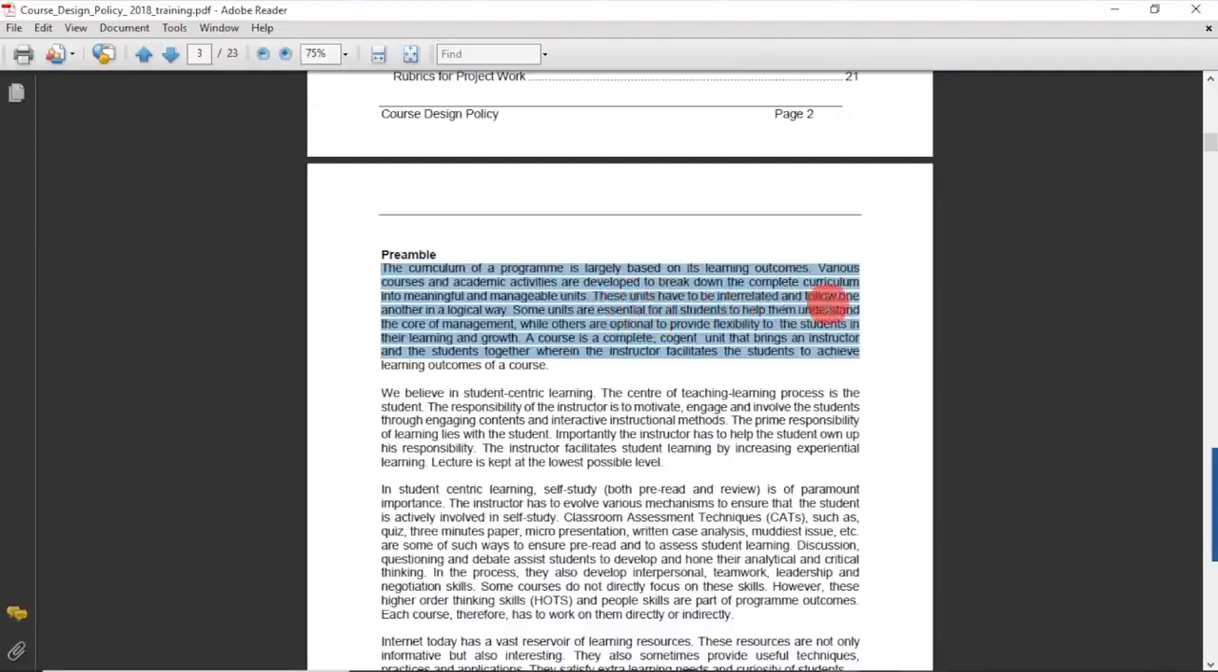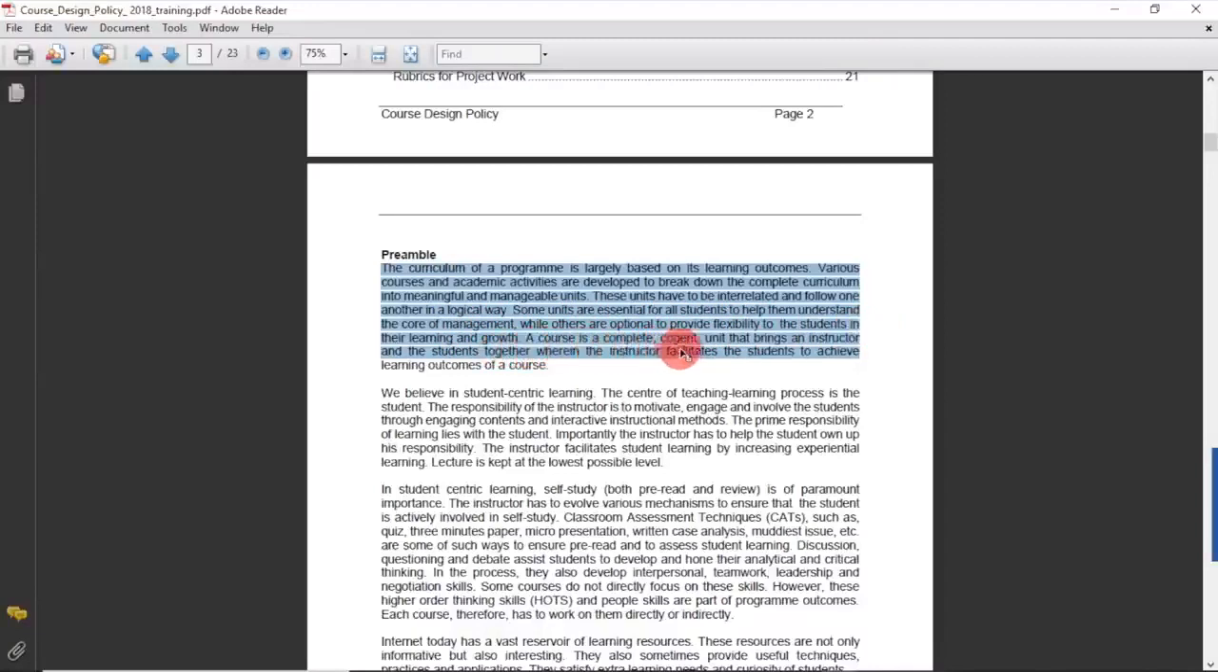These units have to be interpreted and follow one another in a logical way. Some units are essential for all students to help them understand the core of management, while the others are optional to provide flexibility to the students in their learning and growth.